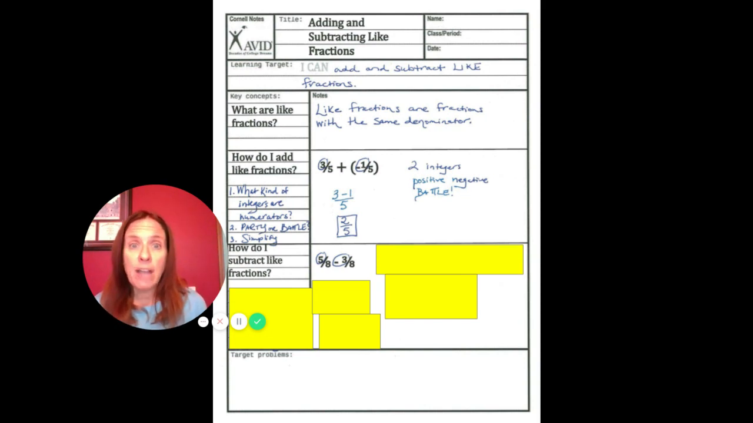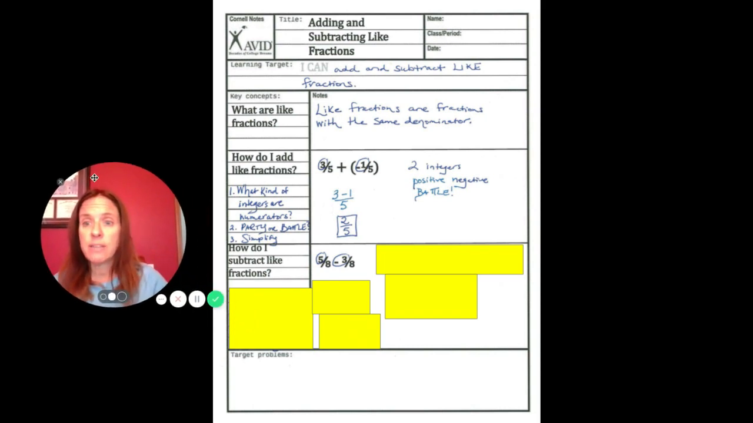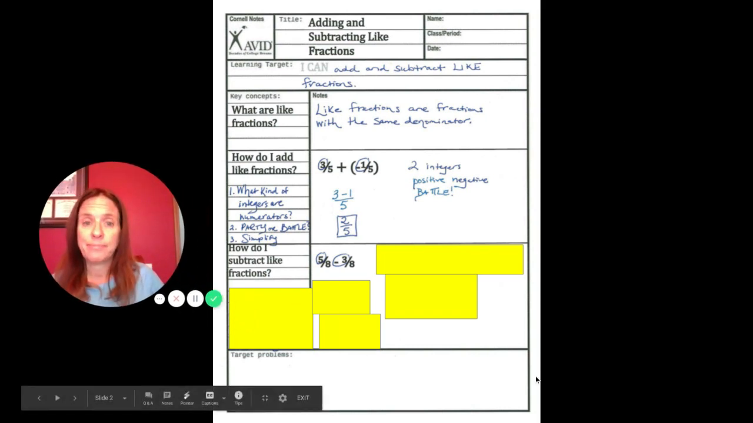Remember, like fractions are fractions with the same denominator, or we like to call that a common denominator as well. And when we were adding like fractions, you can see the work that we have for our sample problem. We followed 3 steps. What kind of integers are the numerators? So we looked at the numerators by themselves. Was it a party or battle? And then we simplified. Today's focus will be on the subtracting.